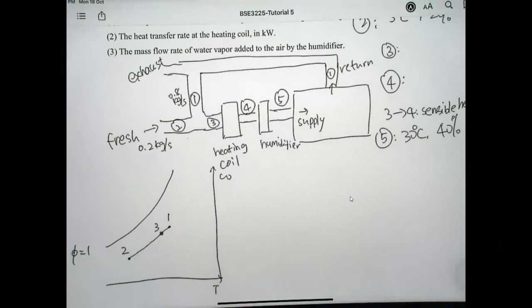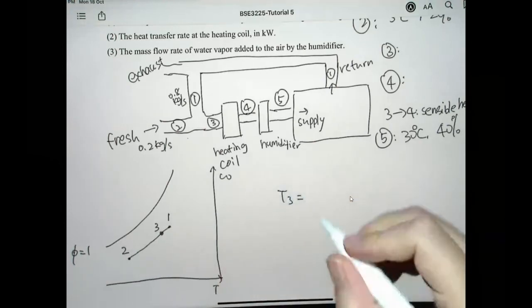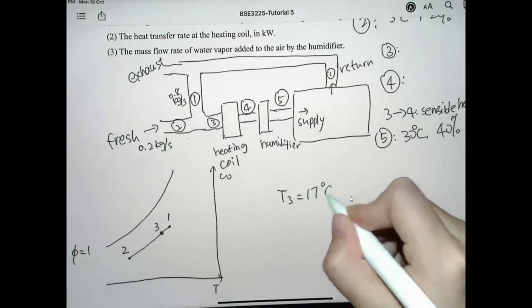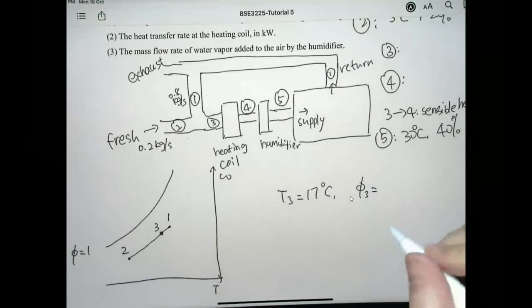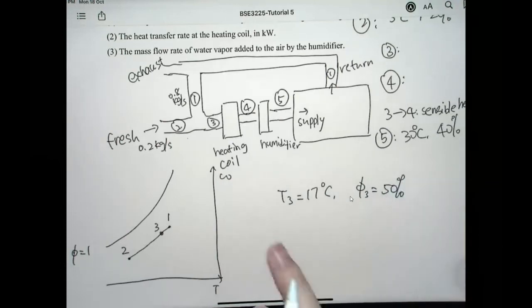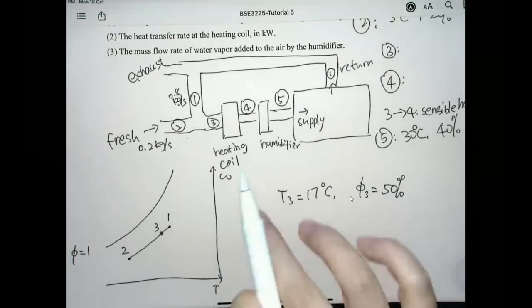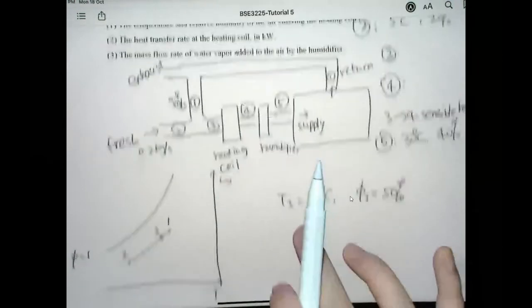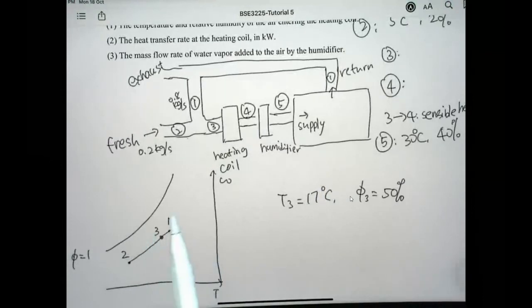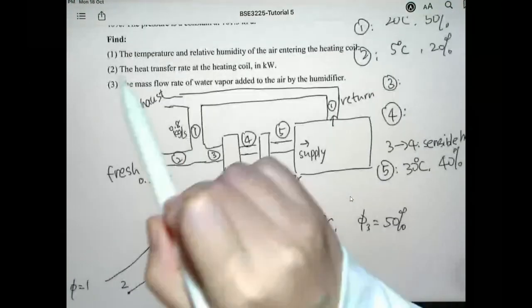And for state 3, from the psychrometric chart, we will find that the temperature is about 17 degrees, and the relative humidity is 50%. So this is for the first problem. So now you can either go to the online psychrometric chart to execute this calculation process, or you can take out the psychrometric chart on paper and follow the illustrations here and complete the process by yourself. So that is the first question.